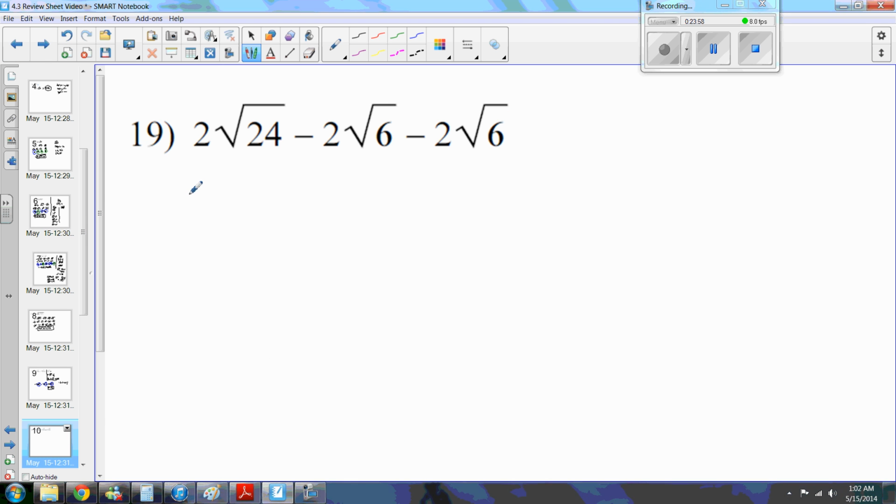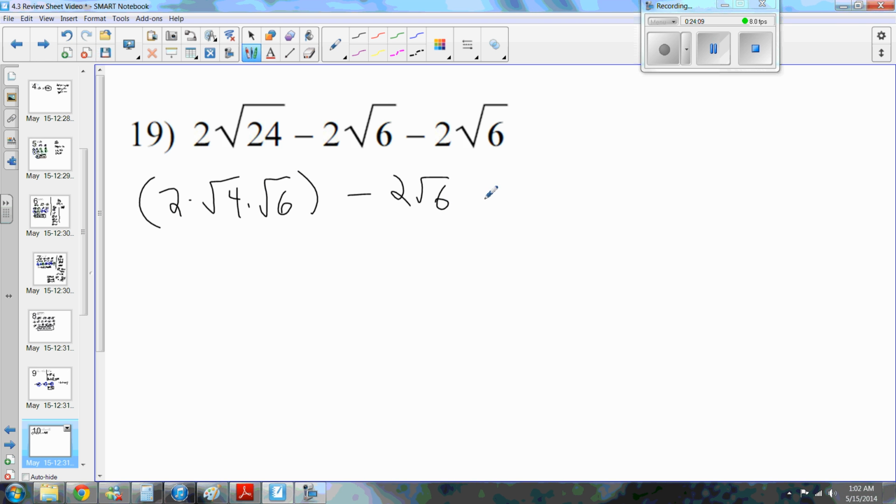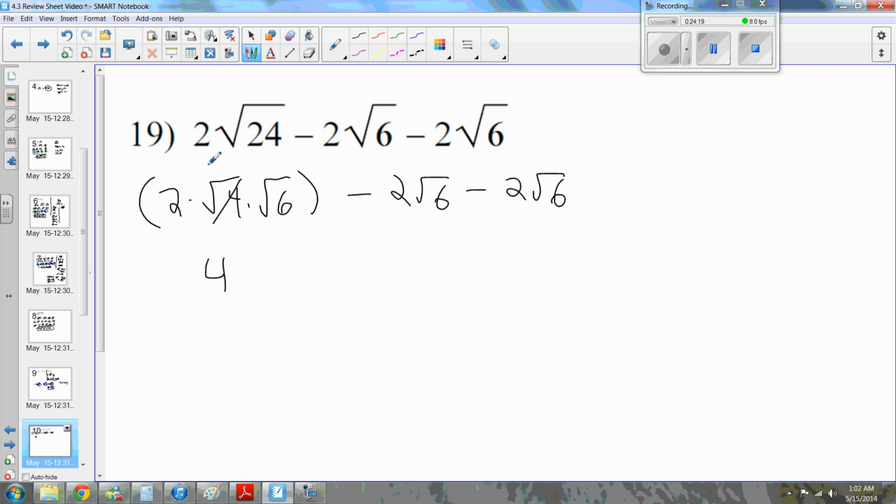Next, 2 root 24. The greatest perfect square factor of 24 is 4. So that splits up into that product there. And I'm just going to rewrite 2 root 6 minus 2 root 6. Those cannot be simplified. So the only term that I'm simplifying here is 2 root 24. So this turns into 4 root 6, once this is 2 times root 6. 4 root 6 minus 2 root 6 minus 2 root 6.